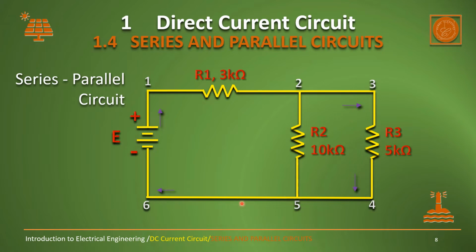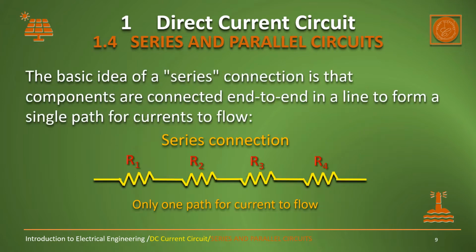They have two loops. One goes through R2, and the other goes from here to here through R3 and back to the battery. This is just a preview of things to come. Down the road, we will explore all those circuit configurations in detail, one at a time.